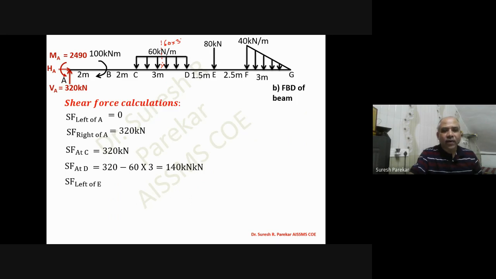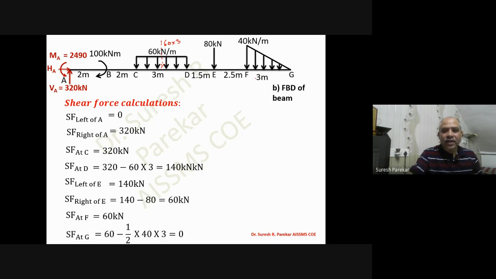Then at E we have 140 kilonewton, no load between D to E. In shear force, we have to go ahead by considering the value at the last point, and then the load between the next two points. Left of E we have 140, right of E we have 140 minus 80, 60 kilonewton. Then at F as it is, no change. And then at G, we have 60 minus half 40 into 3, and we get value 0. So keep in mind we have 0, 320, 320, 140, 140, 60, 60, and then 0.